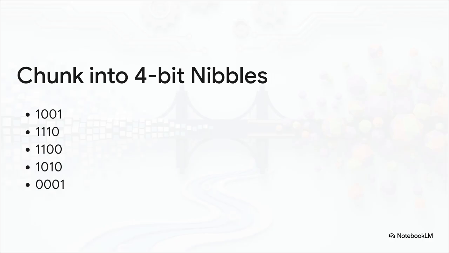Step 1, we chunk it. And here's the key. You have to start from the right and group the binary into packets of 4. And these little 4-bit packets have a pretty great name. They're called nibbles. So we take our long string and just break it down into these 5 neat little nibbles.